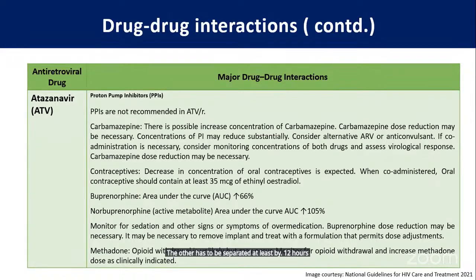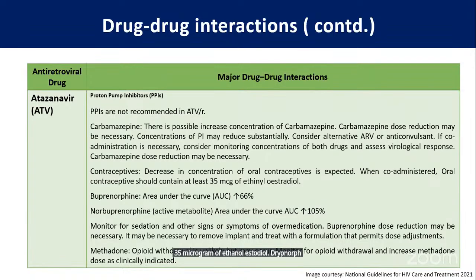We talked about carbamazepine, so it's possible to substitute carbamazepine with other anticonvulsant drugs. Contraceptive blood levels are also decreased with atazanavir-ritonavir, so there might be contraceptive failure. That's why it is said that if you have to use atazanavir with an oral contraceptive, then that should contain at least 35 microgram of ethinyl estradiol.